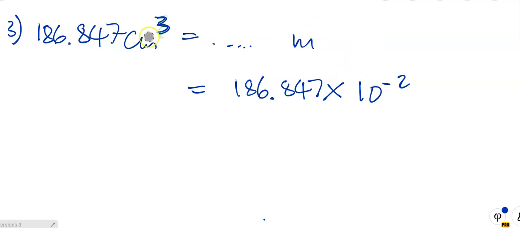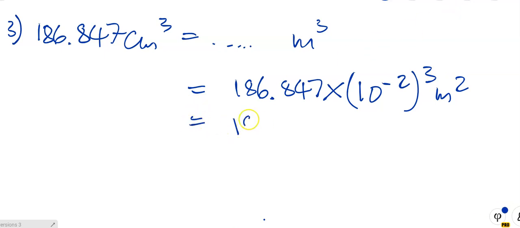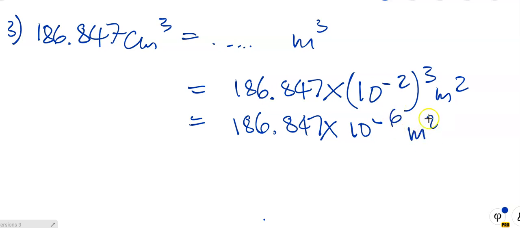Maybe I should just make it nice again. Oh sorry, it is cubed. That will give us cubic meters. And now you tidy it up like we're supposed to do algebraically. That will be equal to 186.847 times 10 to the power minus 6 cubic meters. There we go.